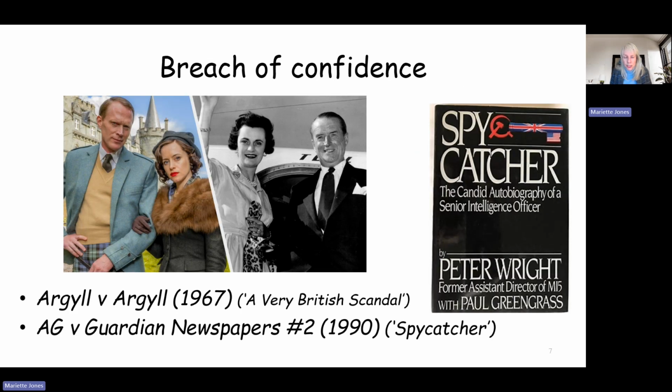Originally, breach of confidence was about commercial secrets, trade information, employer confidentiality, and government leaks. But the courts gradually expanded it. In the case of Argyle versus Argyle, for example, it protected private marital information. This case concerned the very public divorce of the Duke and Duchess of Argyle, which you see in the photo to the right there.